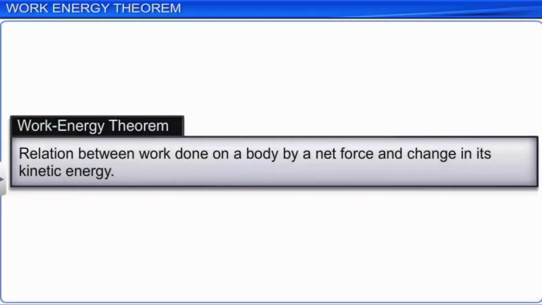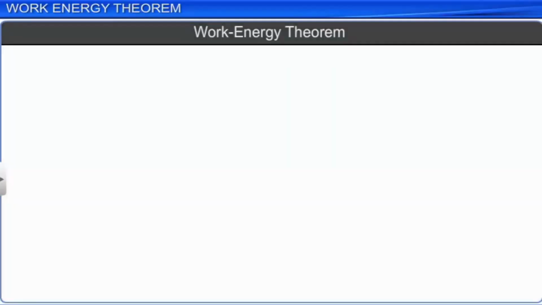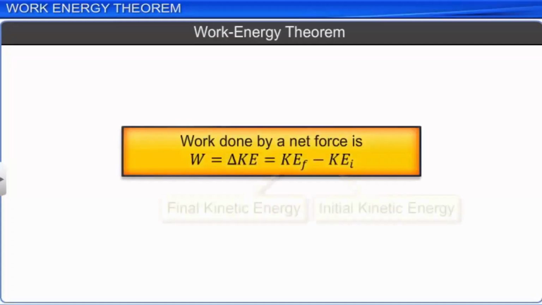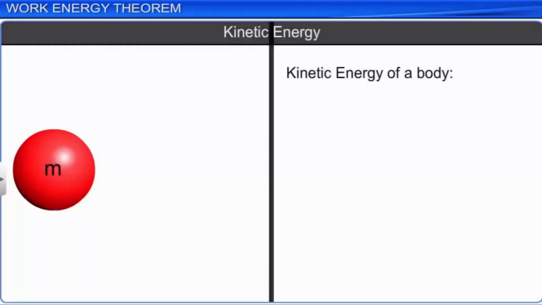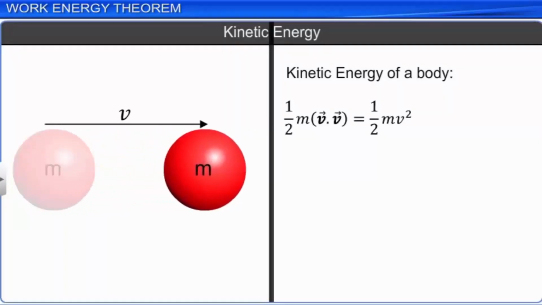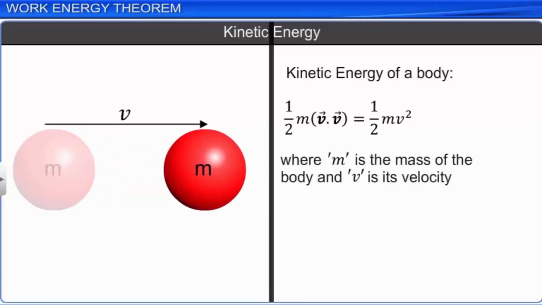Now you will learn about the relationship between work done on a body by a net force and the change in its kinetic energy by using the work-energy theorem. According to the work-energy theorem, the work done by a net force on an object is equal to the change in its kinetic energy. We know that the kinetic energy of a body of mass m moving with a velocity v is equal to half mv square.